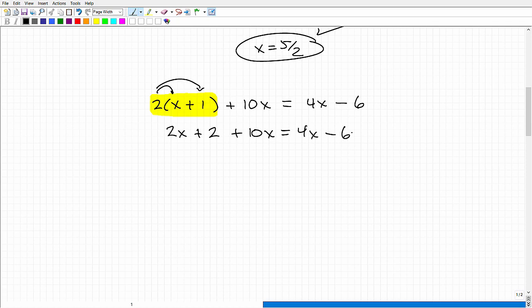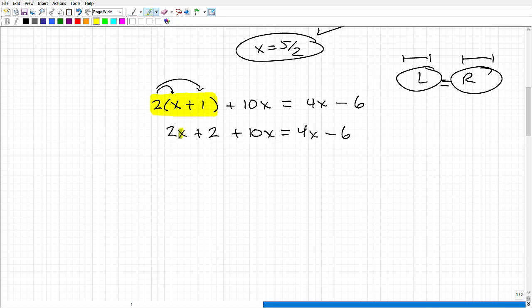Okay, now at this time, what you want to do is combine like terms. So we have the left and right hand side of the equation. We want to simplify each of those sides by adding up anything that we can on the respective sides before we do anything else.